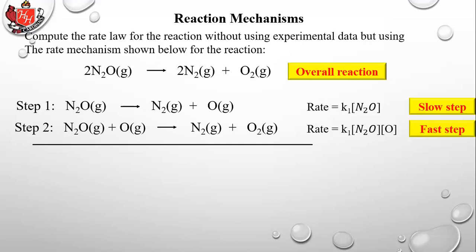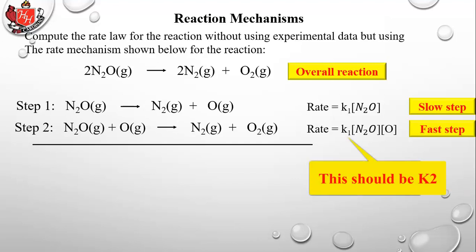Okay, so the rate law for step 1 is rate equals K1, that's the rate constant of step 1, times concentration of N2O. And since the coefficient in front of N2O in step 1 is a 1, then the exponent is a 1. For step 2, you've got 2 reactants, N2O and O. So the rate is going to be K, that actually should say K2, concentration of N2O times O.